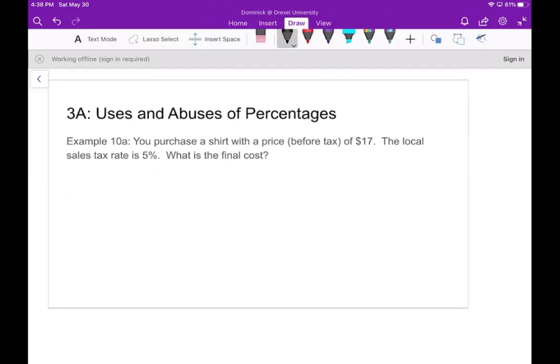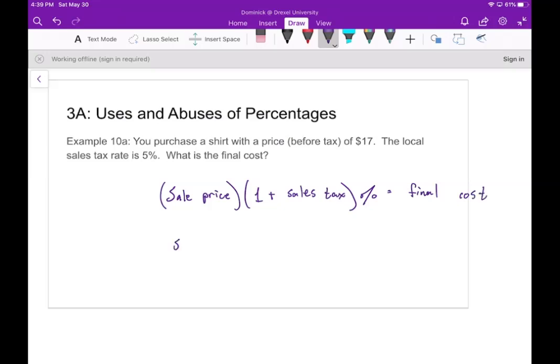Let's look at another example. So you purchase a shirt with a price before tax of $17. The local sales tax rate is 5%. We want to know what is the final cost, okay? So now, of course, how does this work out? Well, you need to take the sale price, and then you need to multiply that by 1 plus the sales tax percent, and then that gets you the final cost.